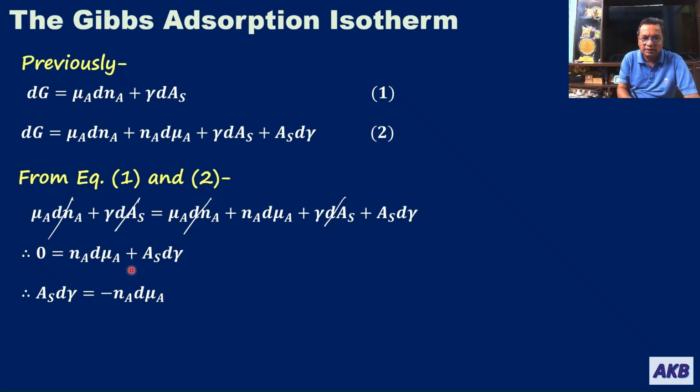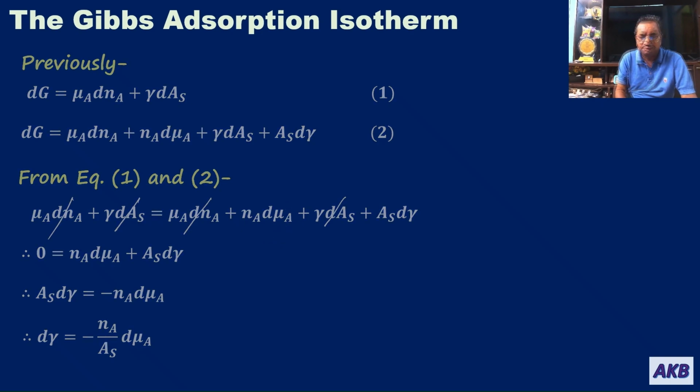So one term can be brought to this side, and we get As into d gamma is equal to minus nA into d mu A. That is, d gamma is minus nA upon As into d mu A. We get the equation for d gamma, and that is minus nA upon As into d mu A. I hope the steps are clear to you. If you have any doubts, you can mention that in the comment section.